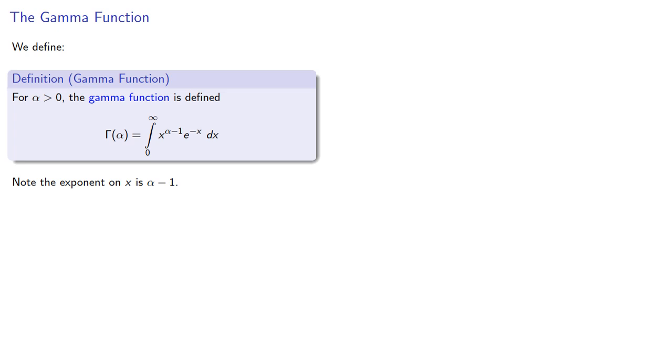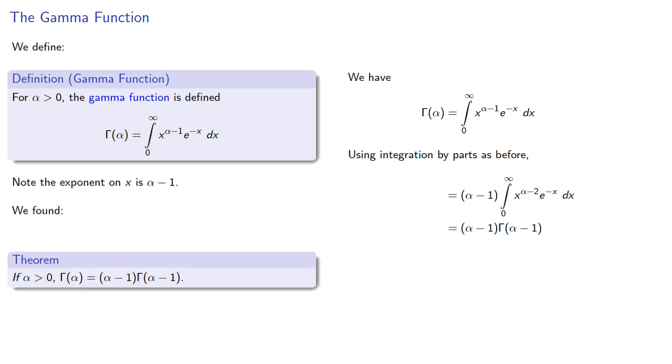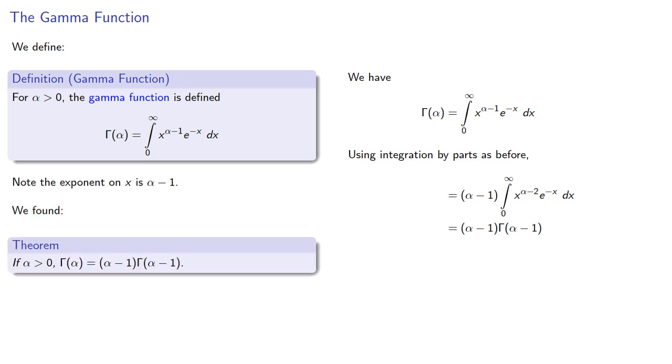So if we define gamma alpha to be this, using integration by parts as before, this exponent alpha minus 1 comes out as a factor, and the exponent drops by 1, but this is now gamma of alpha minus 1. And so that gives us this nice result. If alpha is greater than 0, then gamma of alpha is alpha minus 1 times gamma alpha minus 1. And that's part of the reason that we use the exponent alpha minus 1: it gives us a nice symmetry to this reduction formula.